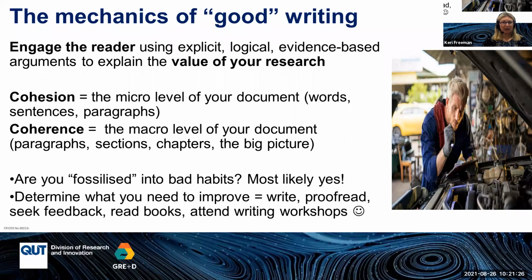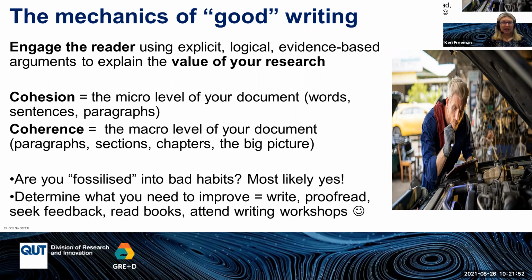Then, of course, we have the coherence, which is the macro level. It's the big picture. It's the flow of those paragraphs in each section. It's your chapters that are made up of your sections, and it's the big picture, the whole document. So in this case, your research proposal, how it goes from beginning to end, that big picture, and to make sure that everything is clear and linked.